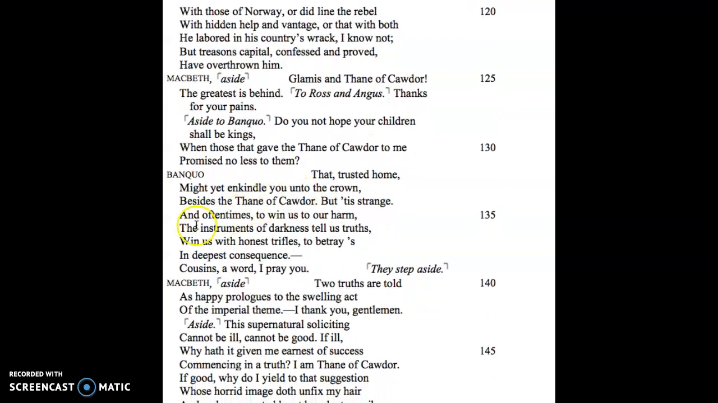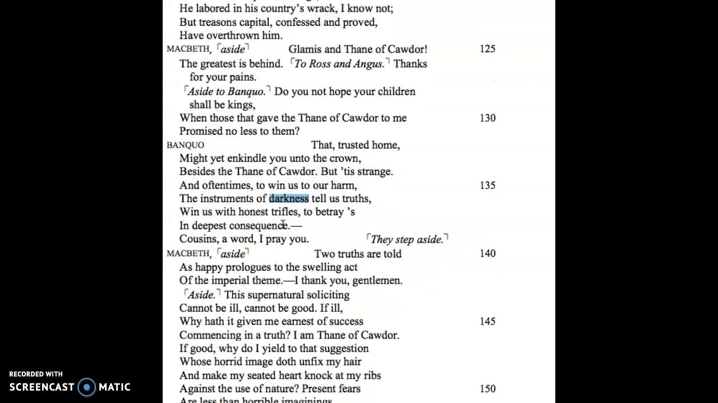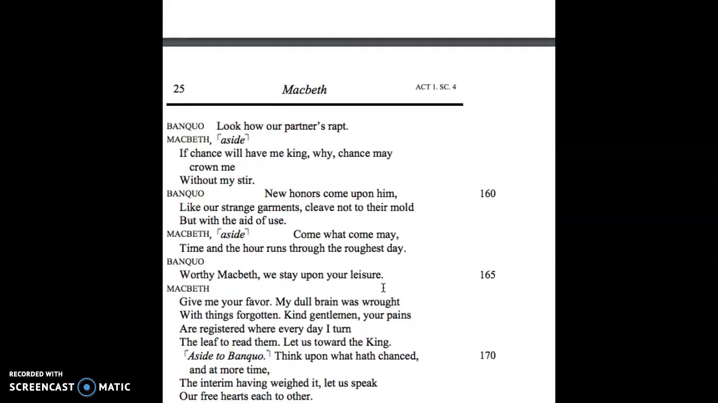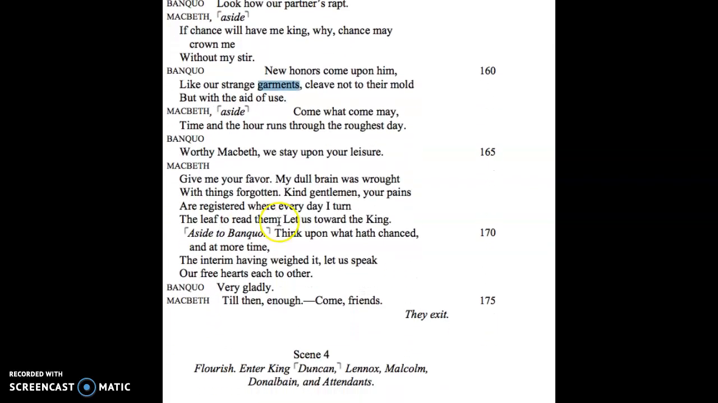Let's see, over here, Banquo calls the witches instruments of darkness, another motif. Macbeth over here weighs all the ways in which the news can't be ill, can't be good. His heart palpitates, his fears, his horrible imaginings. He's thinking about murder, but the murder is simply fantasy at this point. Banquo notices that Macbeth is rapt, he's lost in thought. He also, like Macbeth did, refers to these new honors as garments, which are clothing. Macbeth is hoping that after they think about it, he and Banquo can speak freely to each other, meaning we can tell the truth to each other about how we feel.